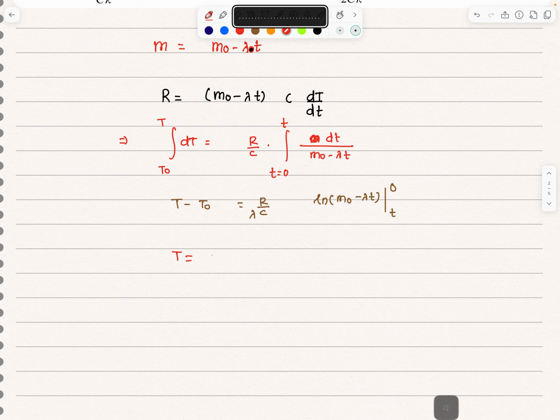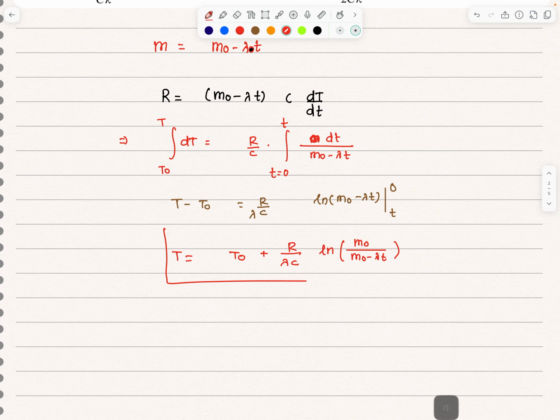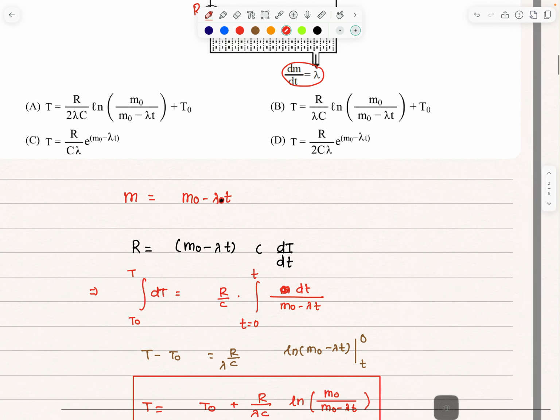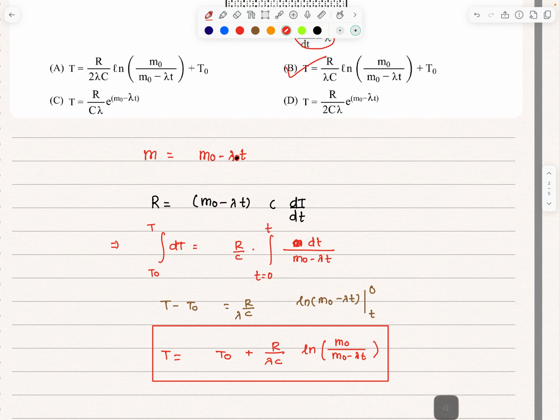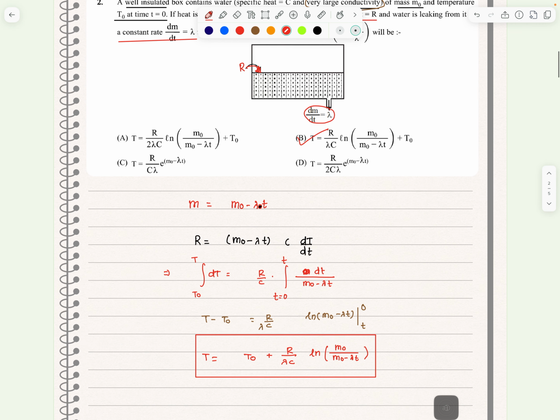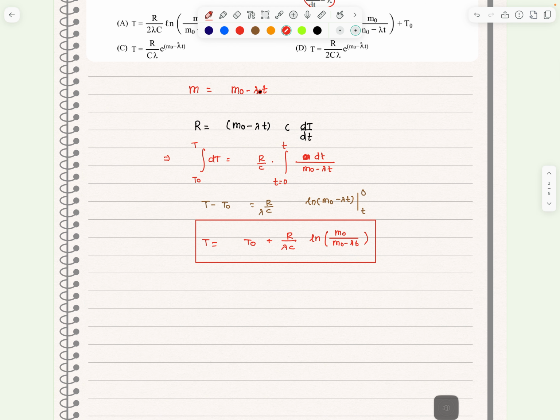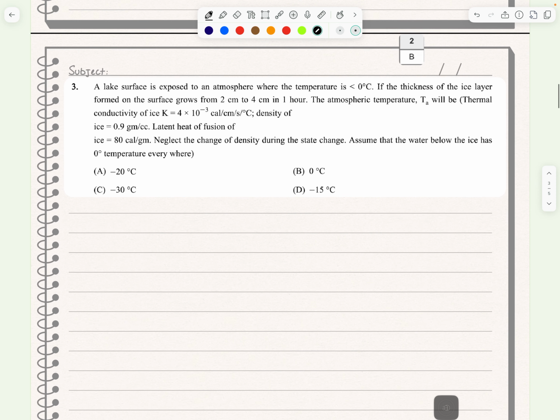So the temperature at an instant of time, we write T0 plus R by lambda C ln of m0 divided by m0 minus lambda t. So this is the temperature of the water at any instant of time. So the answer should be R by lambda C ln of m0 divided by m0 minus lambda t plus T0. So the second option, option B, is matching with this part. I hope you must have understood this part. It's a good question based on energy conservation. Let's see question number 3.